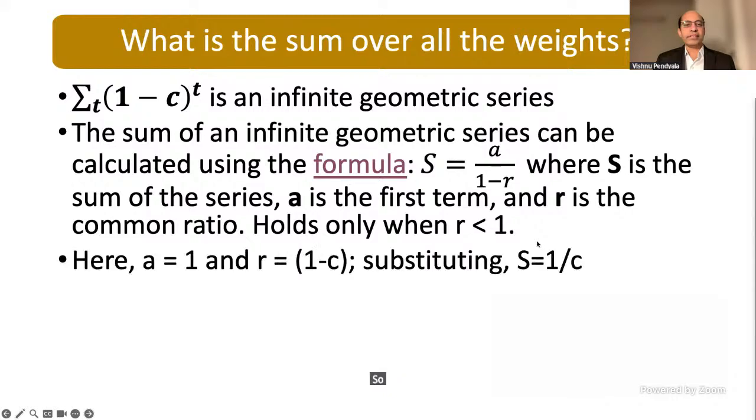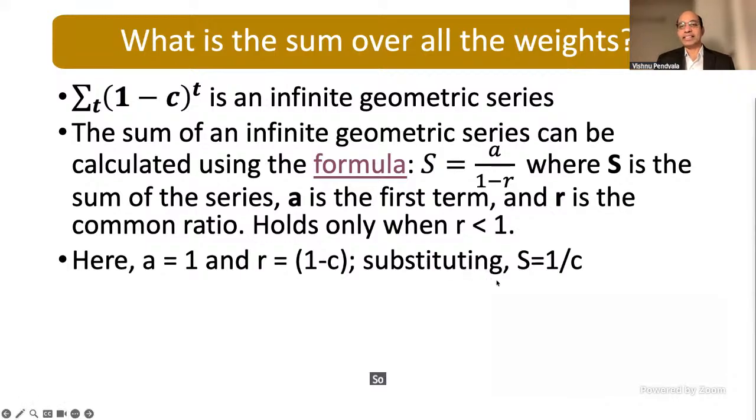So here A is equal to 1 and A is the initial value. So A is equal to 1 and R is 1 minus C. When you substitute these values, you get the geometric series converges to 1 by C. The sum of all these terms is 1 by C, right? So in exponential decay, older weights shrink indefinitely, so the total converges to 1 by C.